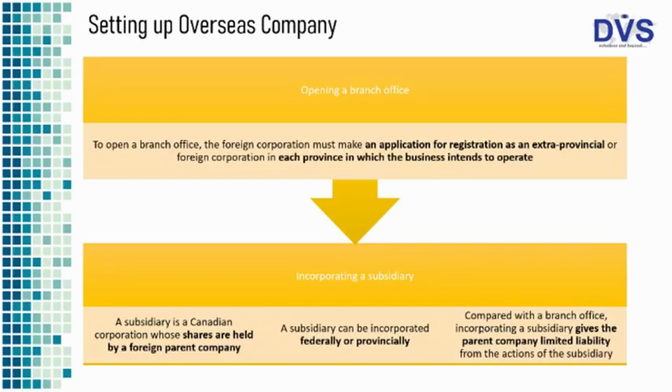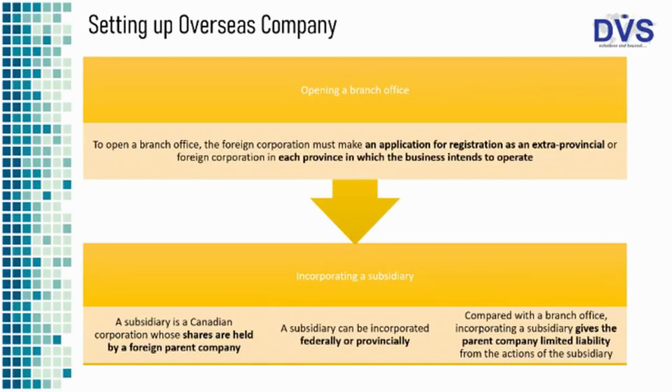So, setting up an overseas company. In the case of an overseas company opening a branch office, the foreign corporation must make an application for registration as an extra provincial or foreign corporation in each province in which the business intends to operate. However, a subsidiary is a Canadian corporation whose shares are held by the foreign parent company. A subsidiary can be incorporated either provincially or federally, and compared with a branch office, incorporating a subsidiary gives the parent company limited liability from the actions of the subsidiary.